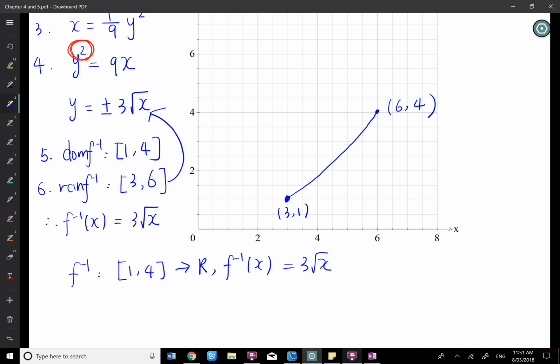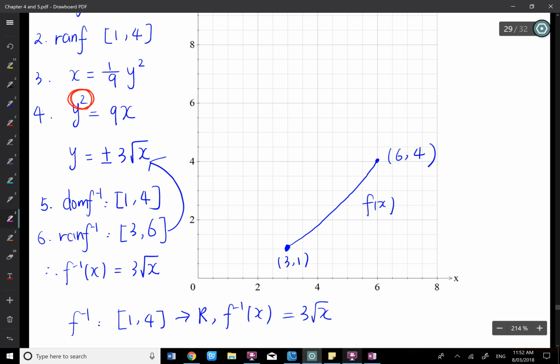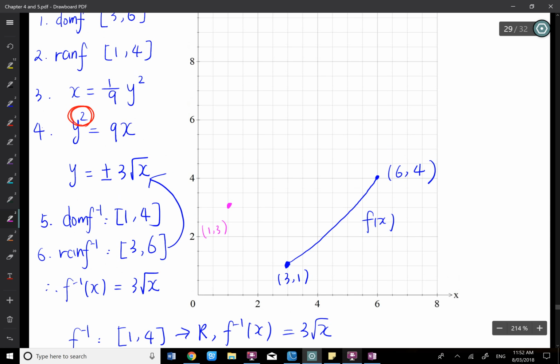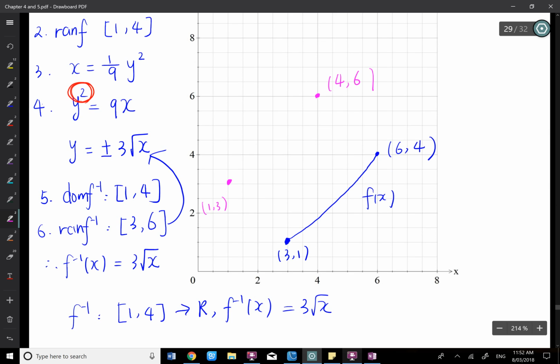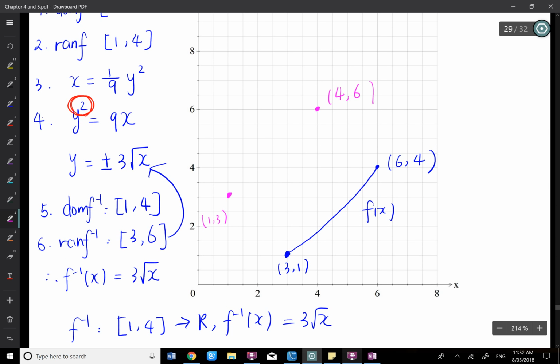Okay, let's sketch it. This is f(x). If I have a point (3, 1) on the original graph, what should the inverse be? (1, 3). If I have (6, 4), what should I have? (4, 6). And it's also symmetrical about this line.